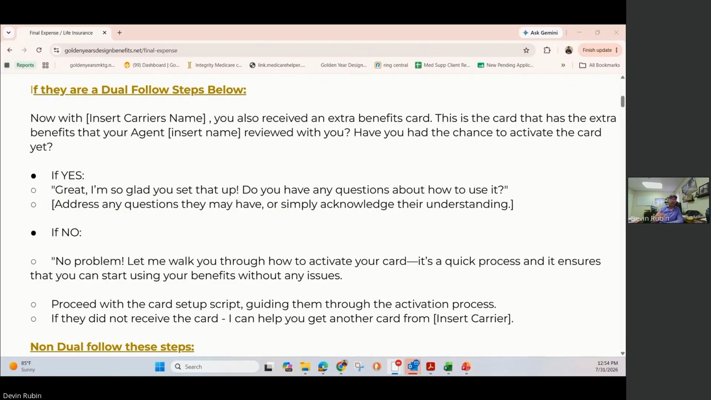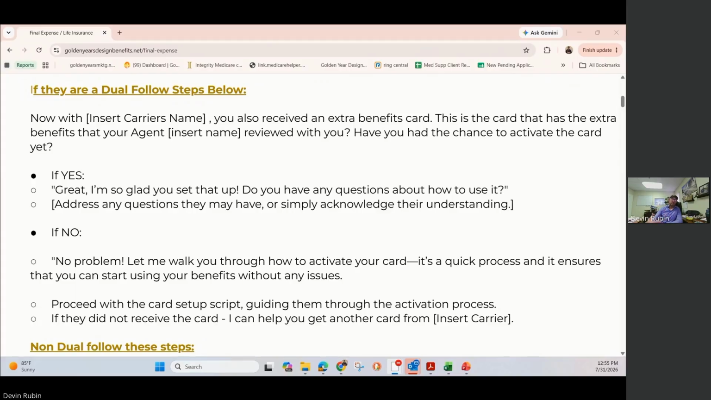Now, all the Medicaid plans, the dual plans, make the client register their extra benefits card. Some people do it, and some people don't. If they don't, then you're going to want to help them activate their extra benefits card so that they can start using it. This will help your client with retention and keeping the plan. And so if they have an issue and they can't see a doctor and they can't get the free grocery card, then they're more likely to give up the plan without even talking to you.